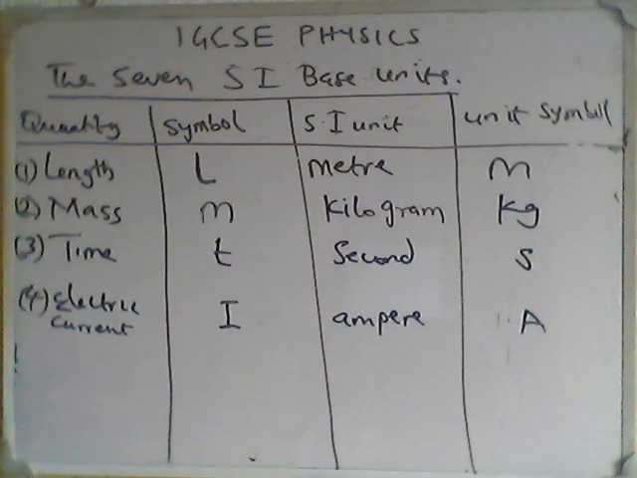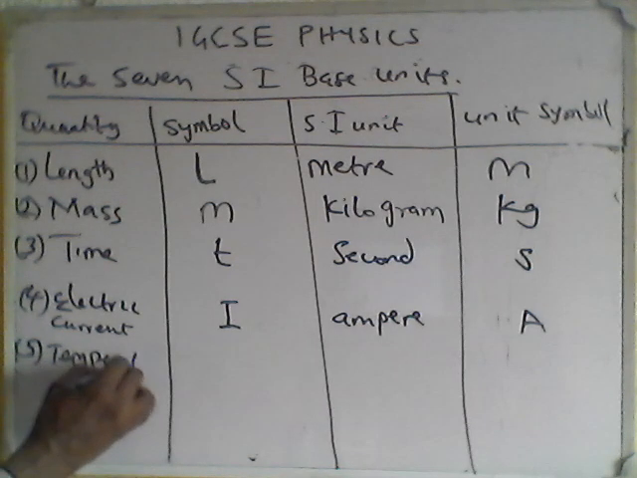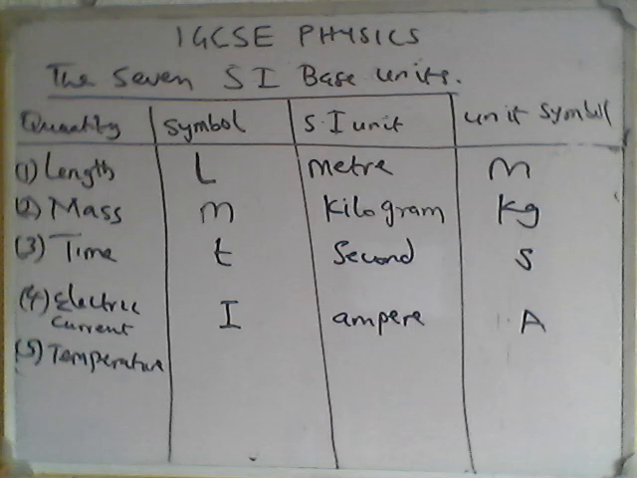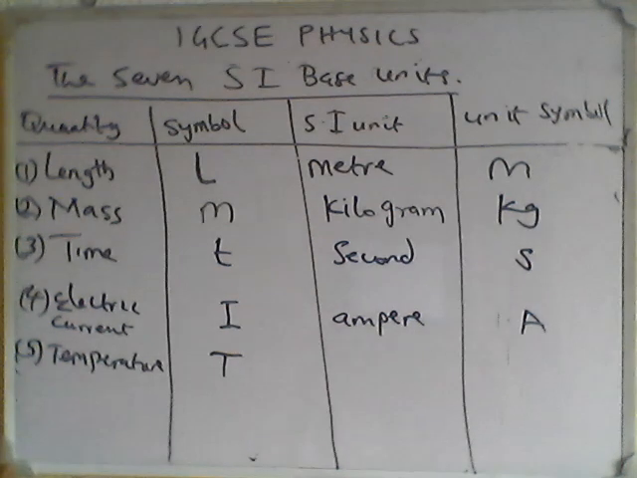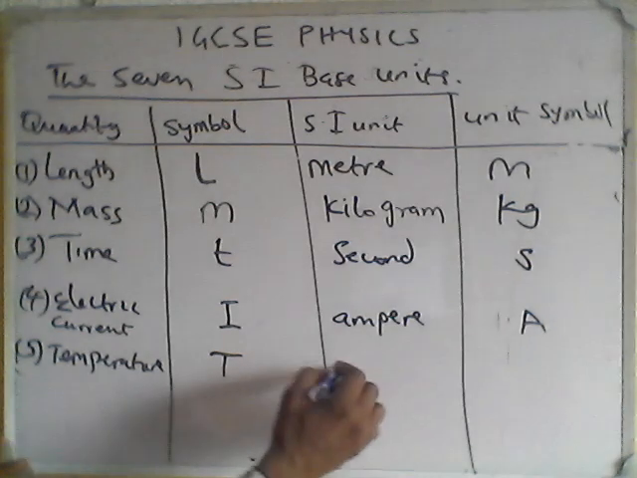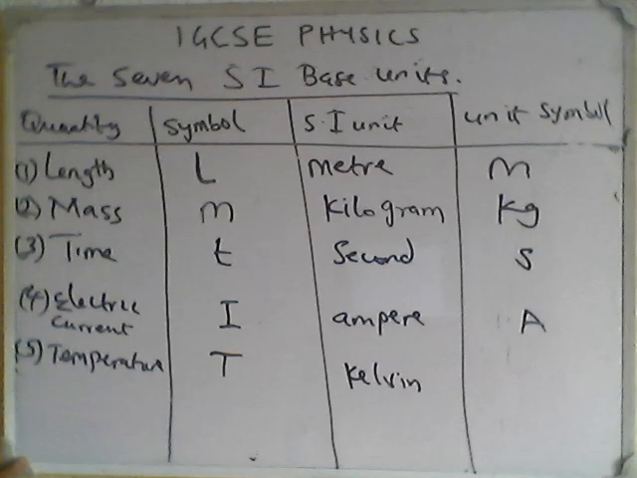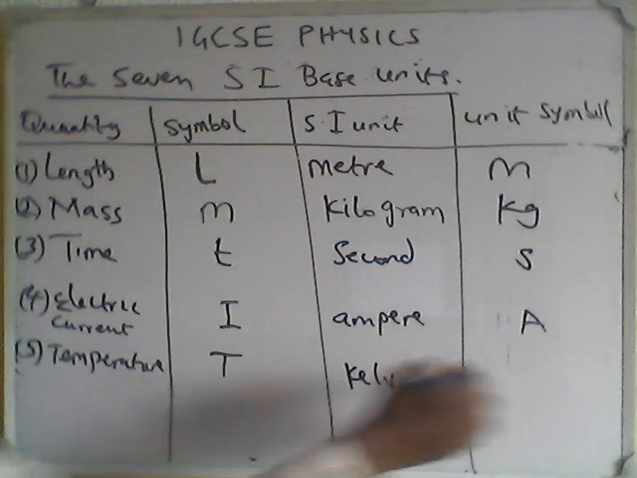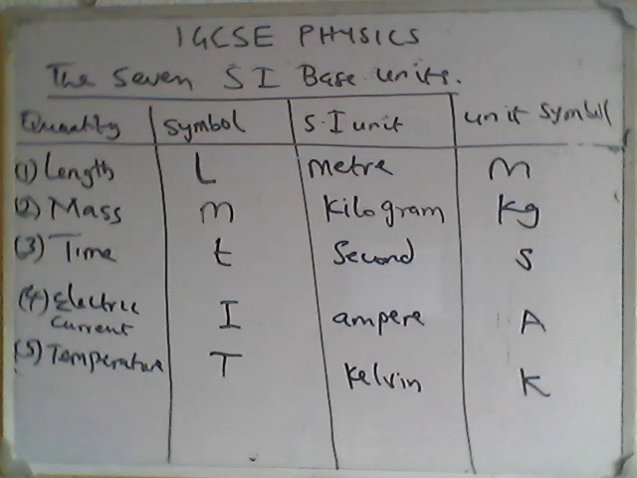Okay, so the next one, number 5, is temperature. Temperature is the degree of hotness or coldness of a body. The symbol is T, capital T. The SI unit is Kelvin, and the unit symbol is K. So I have 10K. 10K is 10 Kelvin.